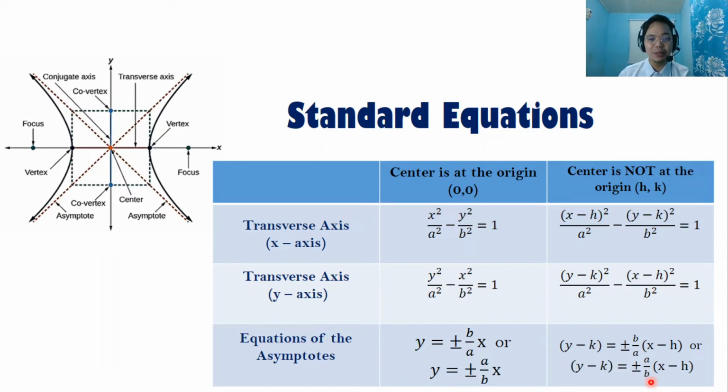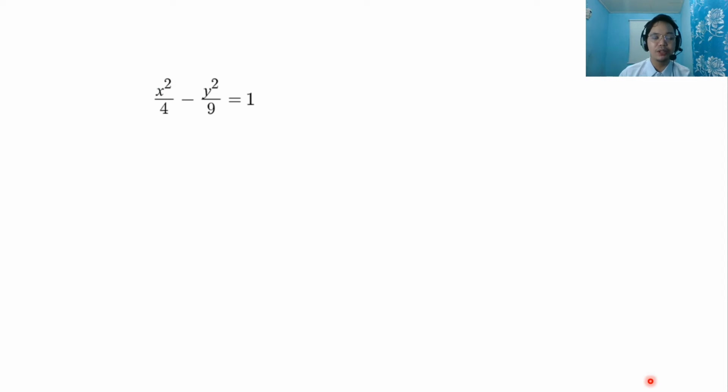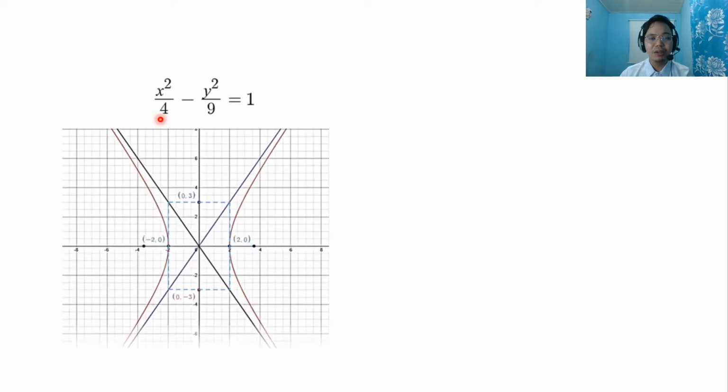So mamaya sa mga examples natin, malalaman natin kung paano ba gagamitin or kukuhanin ang equations ng mga asymptotes natin. So let's have this equation. X squared over 4 minus y squared over 9 equals 1. So as we can see, our positive term is x. So ang transverse axis natin ay opens to the right and to the left. Or the transverse axis is the x-axis. So ito yung magiging hyperbola natin.